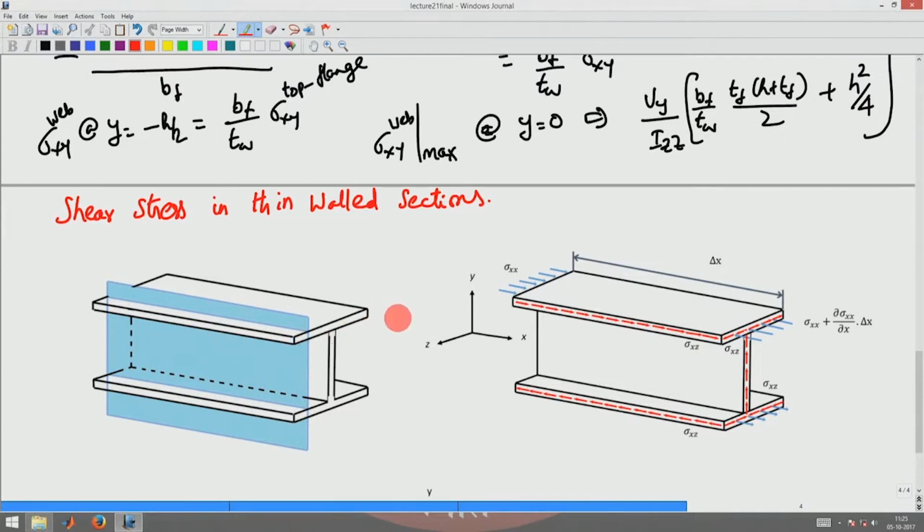Okay. Now, you are cutting a plane parallel to the yz plane. Okay. That is, you are cutting a plane like this and not horizontally, you are having a vertical plane of cut rather than horizontal plane of cut.